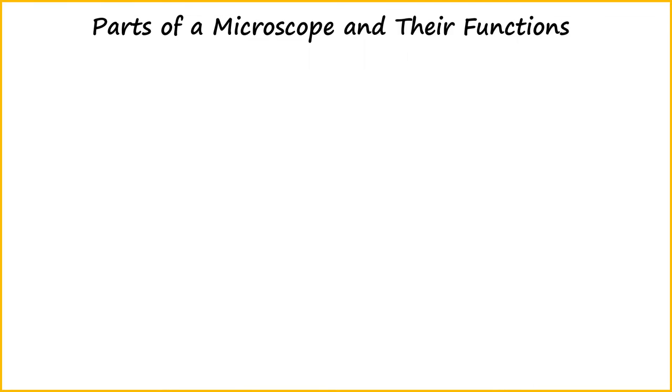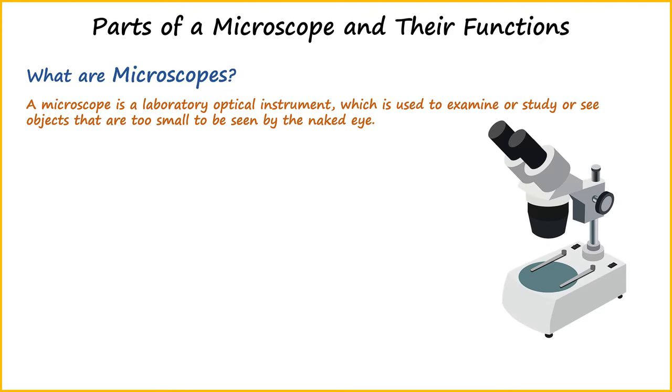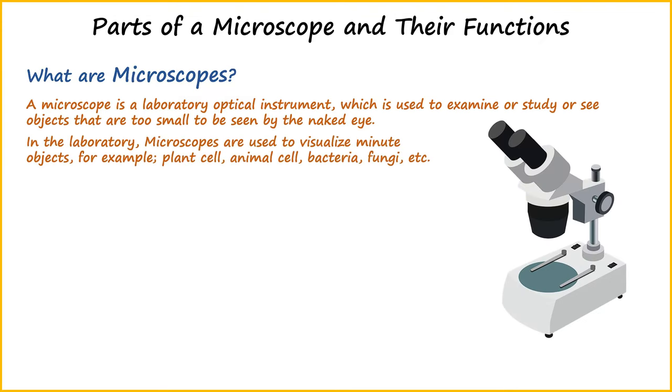So first of all, we have to learn what a microscope is. A microscope is a type of laboratory optical instrument which is used to examine or study objects that are too small to be seen by the naked eye, like bacteria, fungi, and in the laboratory, microscopes are used to visualize minute objects, as I say, plant cells, animal cells, bacteria, fungi, etc.